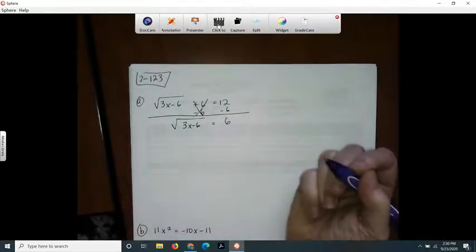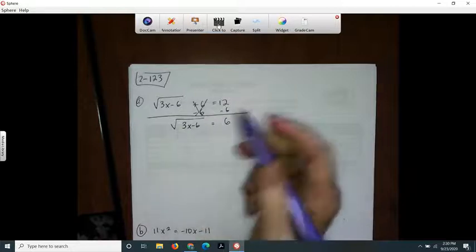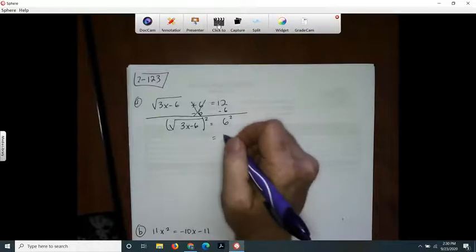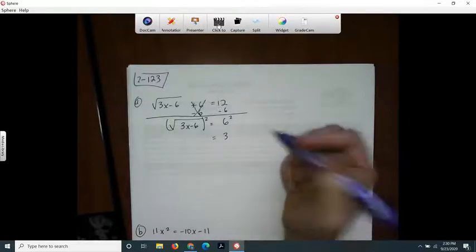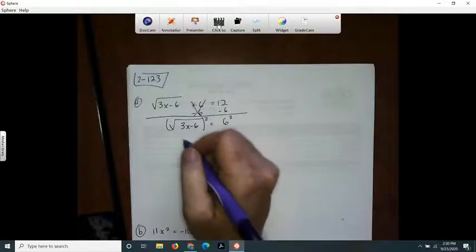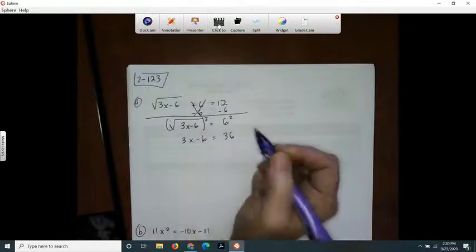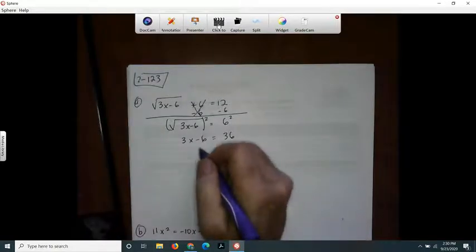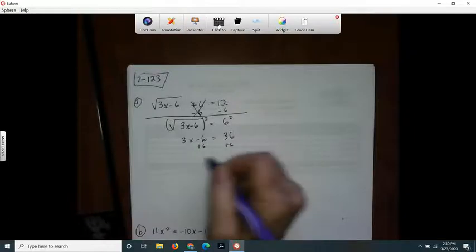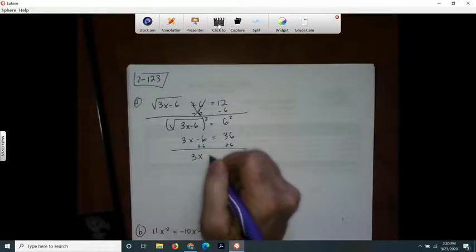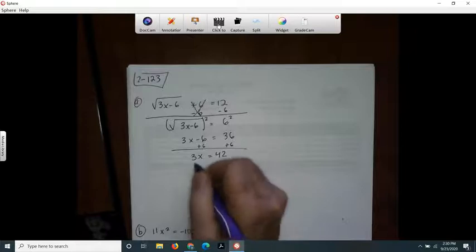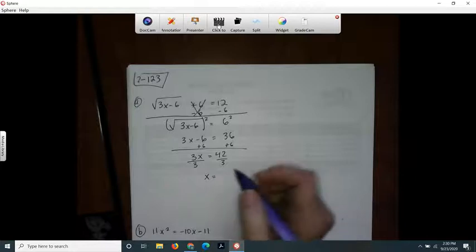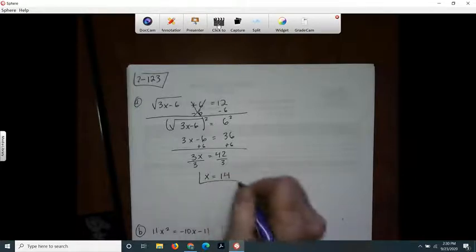Okay, I isolated the square root. Now I can square both sides. It's important that you do it in the right order. So now I got 36, and then I'll add 6, and then divide by 3. x is 14. Okay.